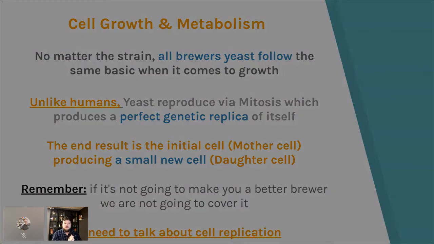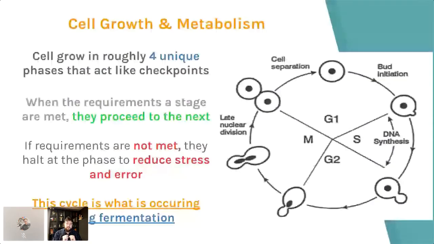Now, cells grow in roughly 4 unique steps. Each one of these steps has certain check marks, certain things that occur in each step, and certain thresholds that are required to be met before it's allowed to pass to the next step. If requirements aren't met due to, say, a lack of nutrients when the yeast cells are growing during a fermentation, they won't progress into the next step. The cell won't stress out, and it will just stay in that current stage.